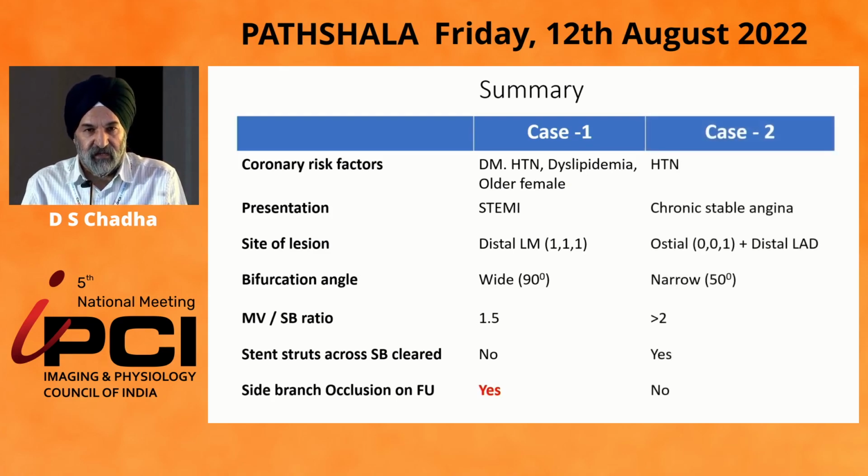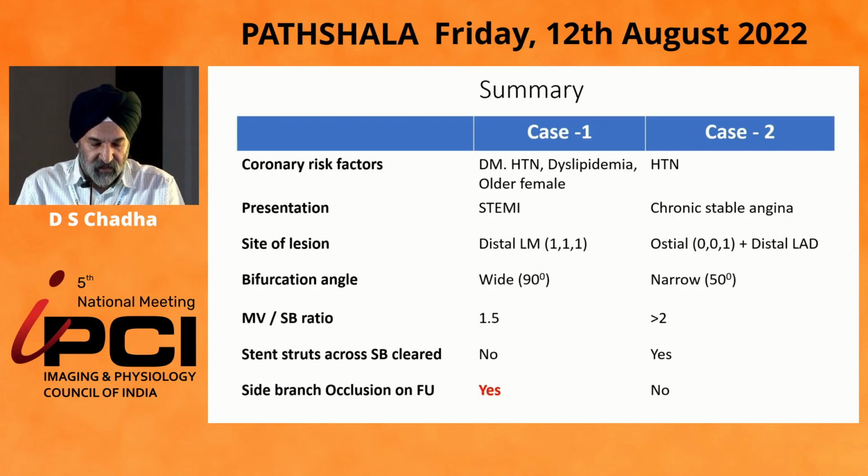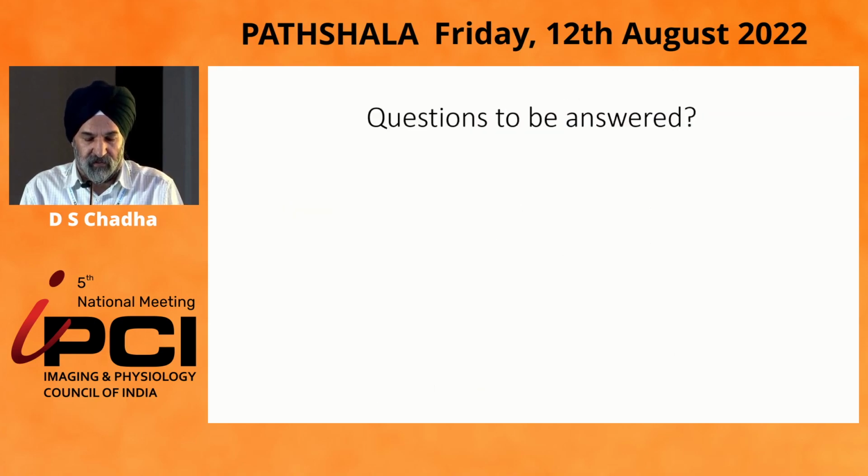Case 2 was a hypertensive with chronic stable angina. He had a 001 lesion on angiography. The imaging was not done for either of these cases during the acute stage. He had a narrow bifurcation angle with a main vessel side branch ratio greater than 2, and he underwent a final kissing, and there was no side branch occlusion in this case on follow-up.